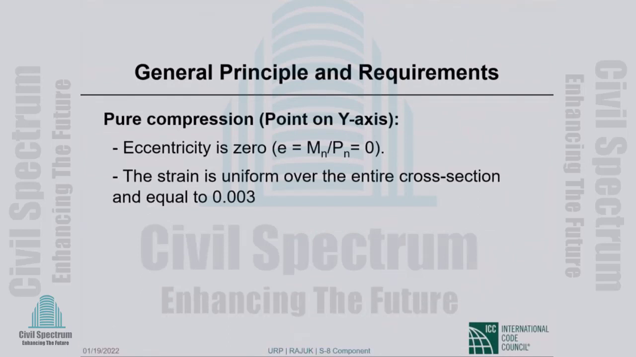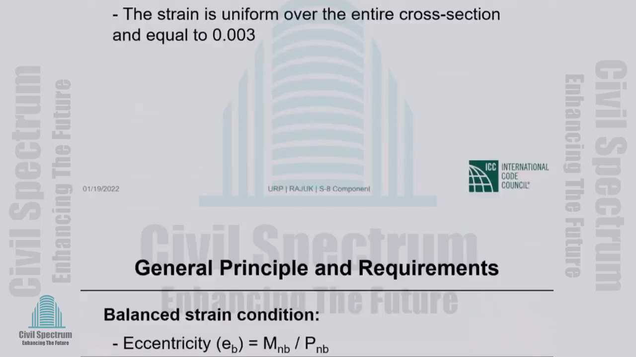Now, pure compression, when there is no bending moment, eccentricity is 0. The strain is uniform over the entire cross section. That's what pure compression would mean. Okay, we have 0.003 over the entire cross section, not just at the extreme compression fiber. There is now no extreme compression fiber. The column is uniformly compressed. The uniform strain is 0.003. No bending moment.